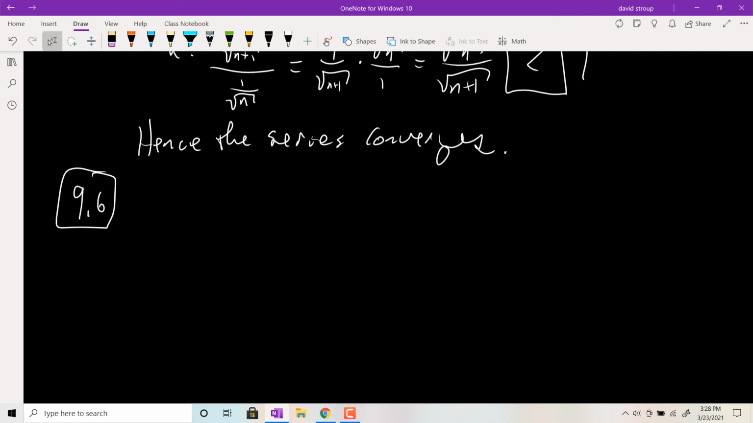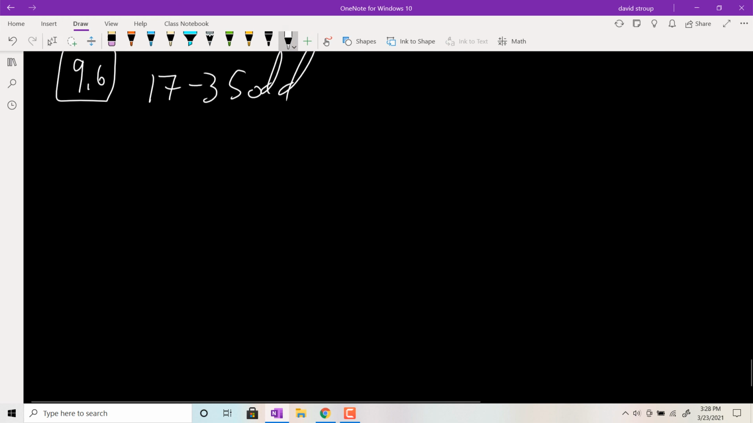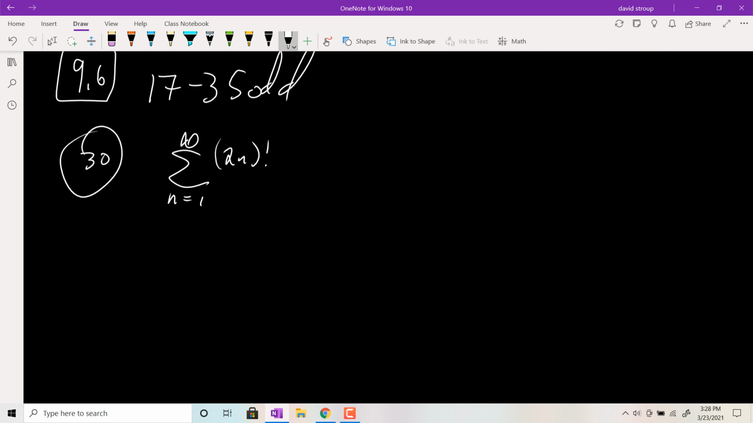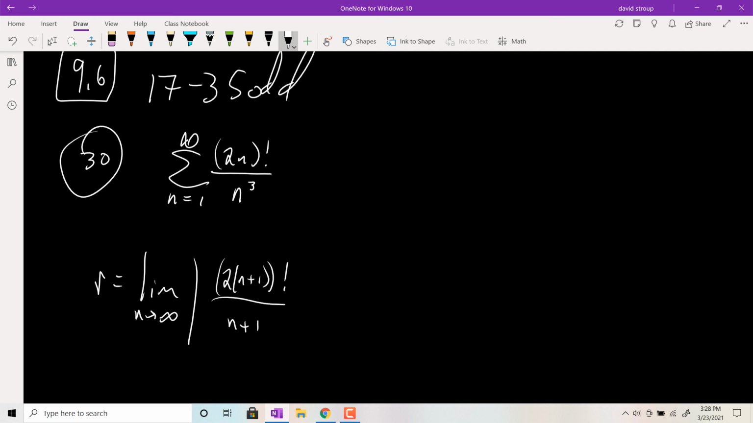Let's look at 9.6. We've got problems like 17 to 35 odd, and now we get into the ratio test, which is the workhorse of doing a radius of convergence later on. So let's look at problem 30, which looked kind of unusual. The sum from n equals 1 to infinity of 2n factorial all over n cubed. So we have r equals the limit as n goes to infinity of the absolute value of, and now we replace n with n plus 1. So I have 2 times n plus 1 factorial all over n plus 1 cubed, times the reciprocal of a sub n.